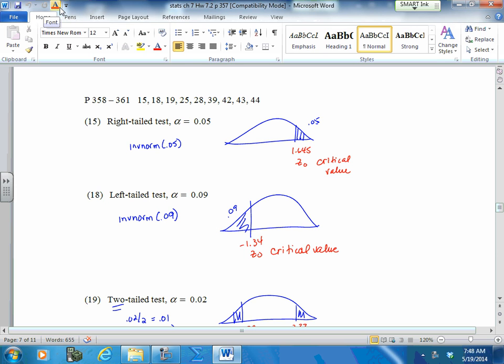Your critical value. Find your cutoff using your inverse norm. We've done this all year long.